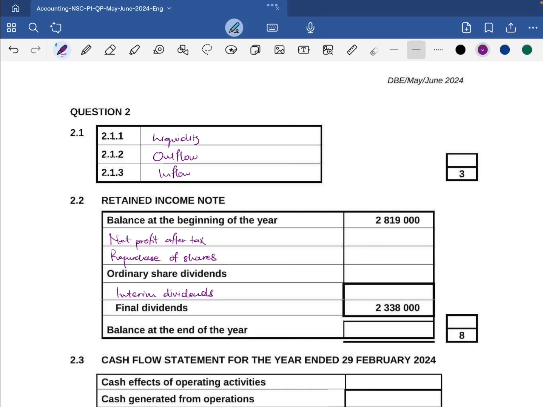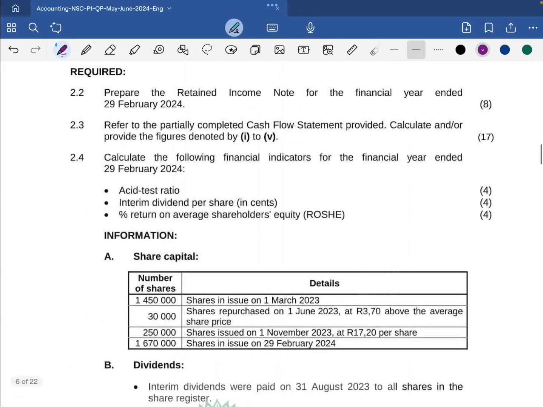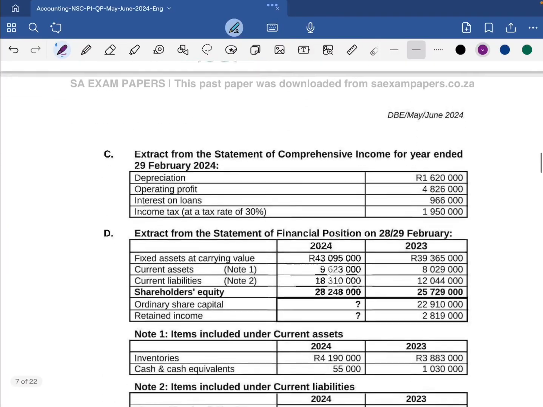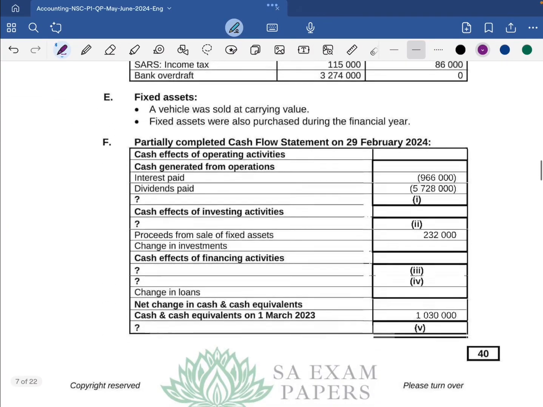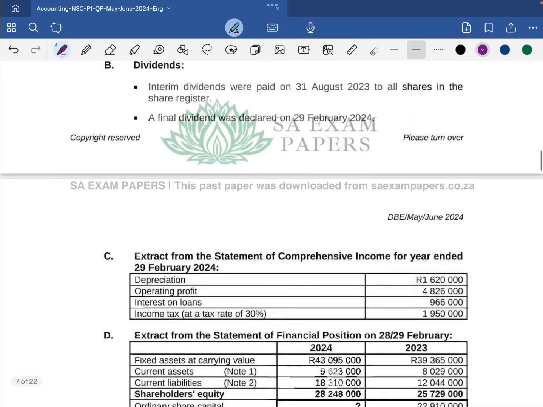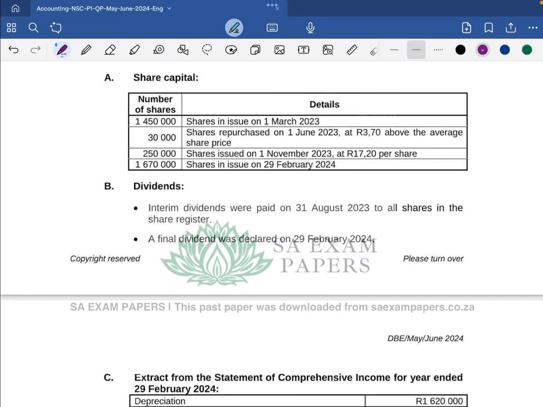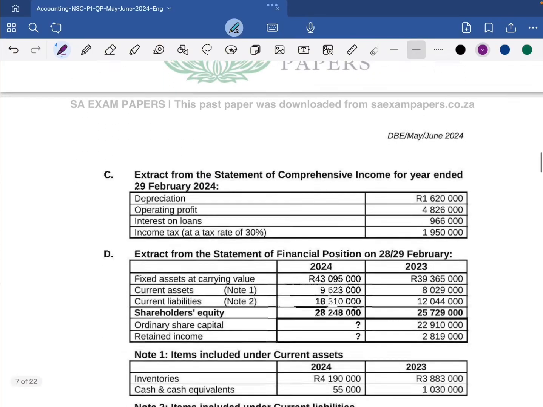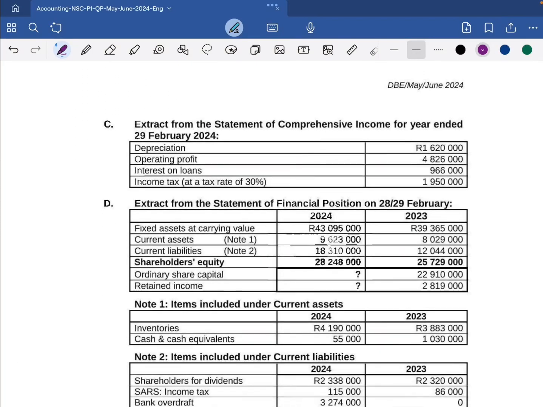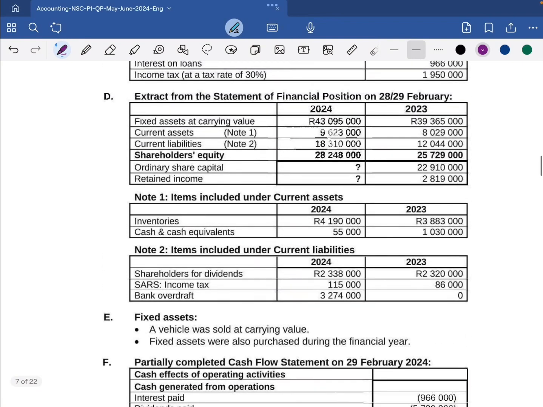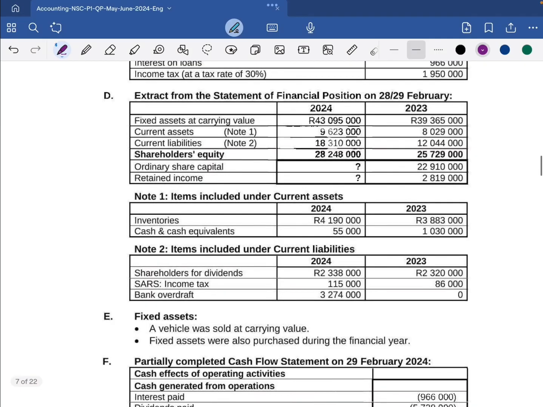Okay, so now let's have a look at our information and get to the question. We're given information A, B, C, D up to F, and we're going to work with that information in order to fill in our retained income note. Information A is talking about share capital. Information B, we're given information about the dividends. Information C, there we have our statement of comprehensive income. D, there's our statement of financial position, with notes that accompany it.